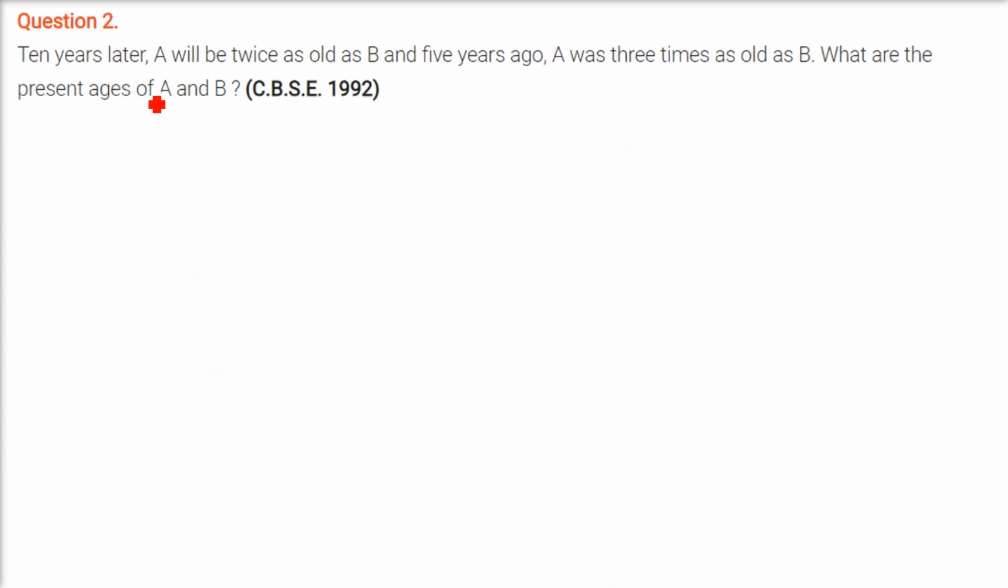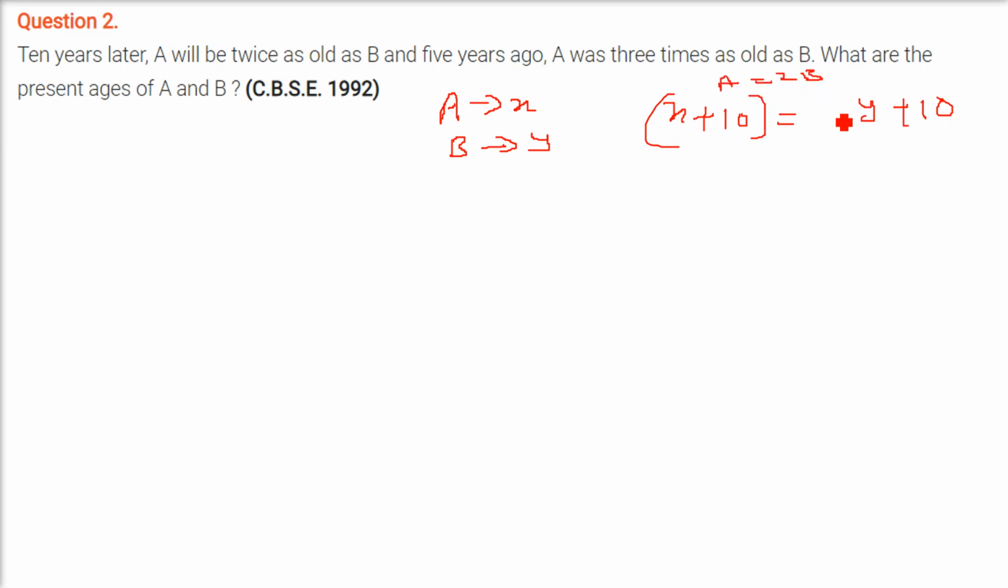10 years later, A will be twice as old as B. So let us assume that A's age now is X, B's age now is Y. So 10 years later, we have to add 10 to X and we have to add 10 to Y. A will be twice as old as B. So after 10 years, A will be twice that of B. So 2 into Y plus 10. This is our first equation.